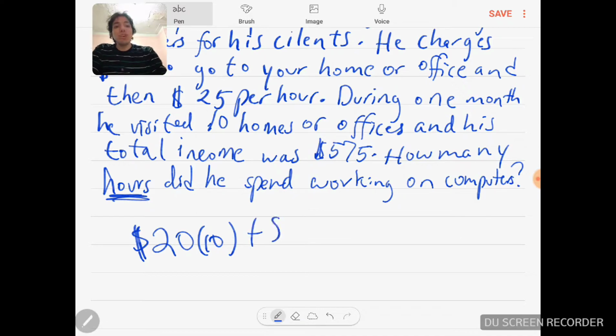Now, he also charged an additional $25 per hour. But the question is asking how many hours he did, so we don't know that. Guess what we're going to put there? x. And his total, which is equal to, that's where the word "total" means equal, we get $575.